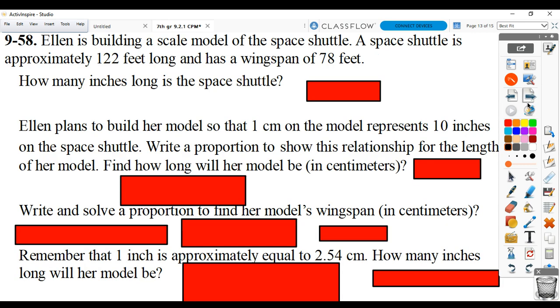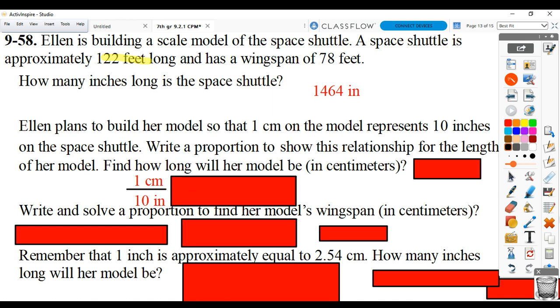For 958, Ellen is building a scale model of the space shuttle. A space shuttle is approximately 122 feet long and has a wingspan of 78 feet. So they want to know how many inches long is the space shuttle. So we would take its length, 122 feet, multiply by the fact that there's 12 inches in a foot to get 1,464 inches. Then Ellen plans to build her model so that 1 centimeter on the model represents 10 inches on the space shuttle. They want you to write a proportion to show this relationship and then find how long her model would be in centimeters.